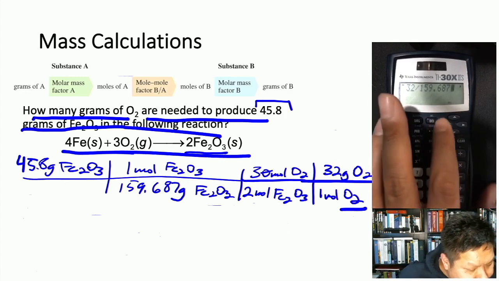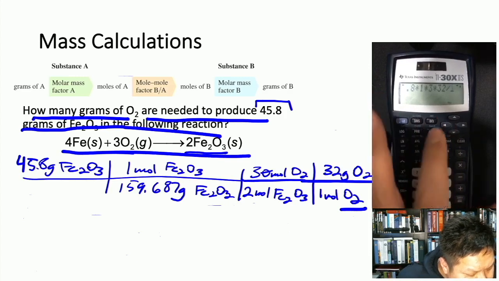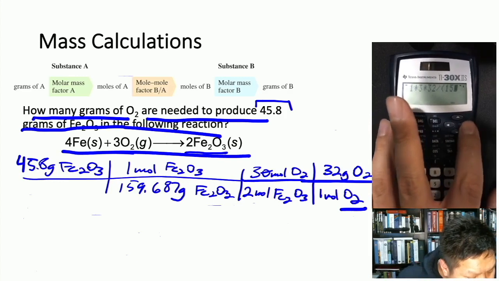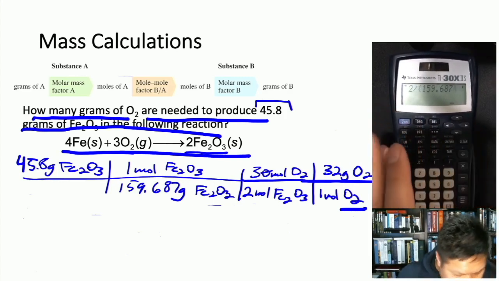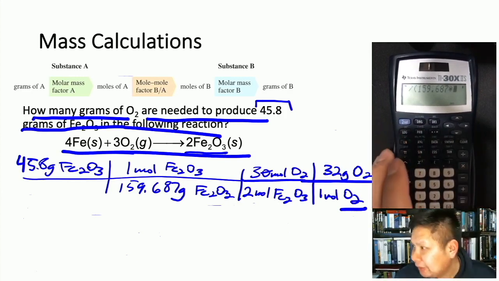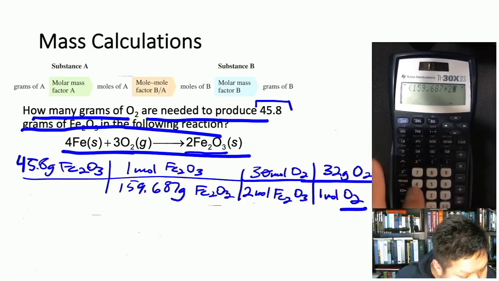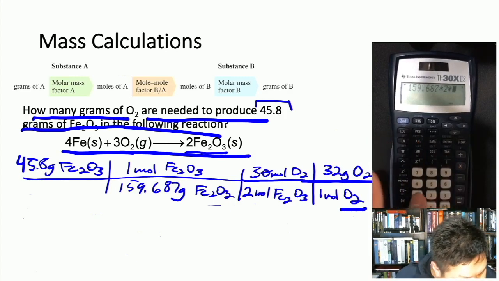Forgot to put the parentheses around here because we need to do the top first. So let's go and add in parentheses. The top first. Okay, so 159.687 times 2, and then times 1.